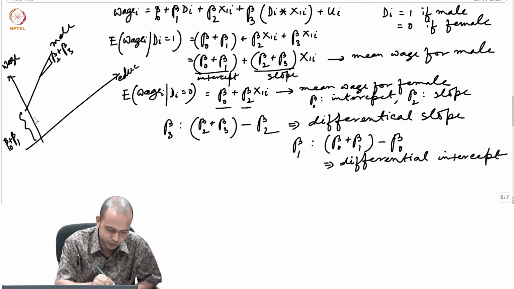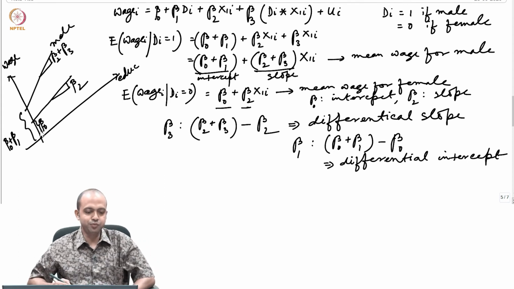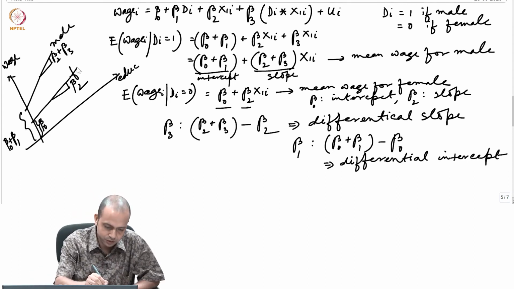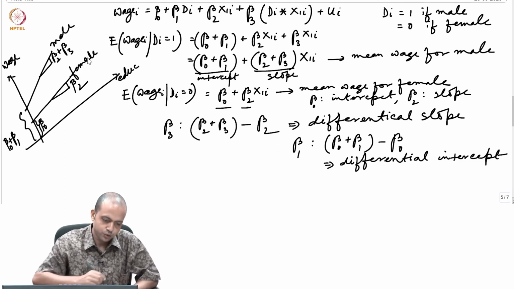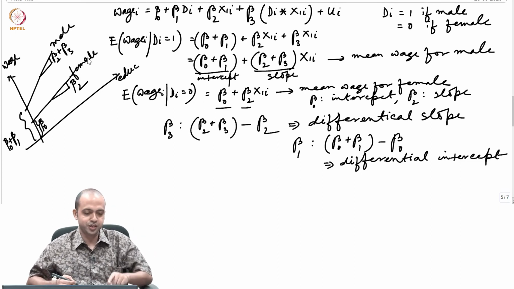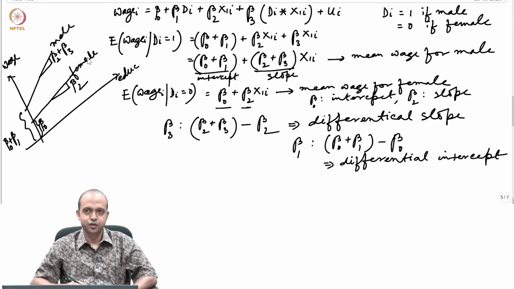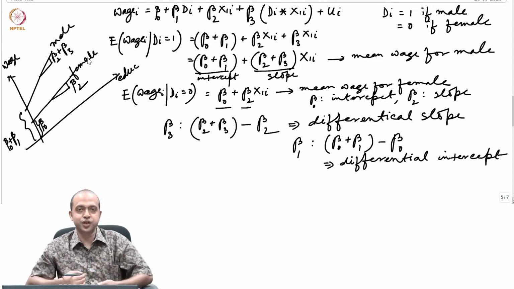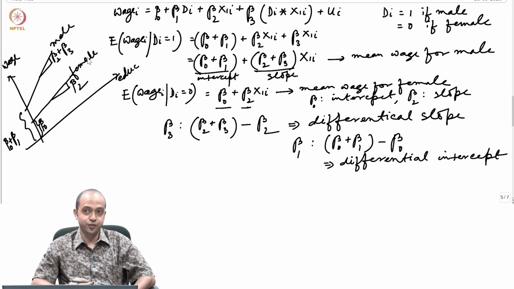So, the female category slope is this. It is only beta 2, and the intercept is actually beta 0. So, the female category is this, which shows a lower intercept and a lower slope as well. So, that means for every additional unit of education, female laborers receive less increment compared to their male counterparts.